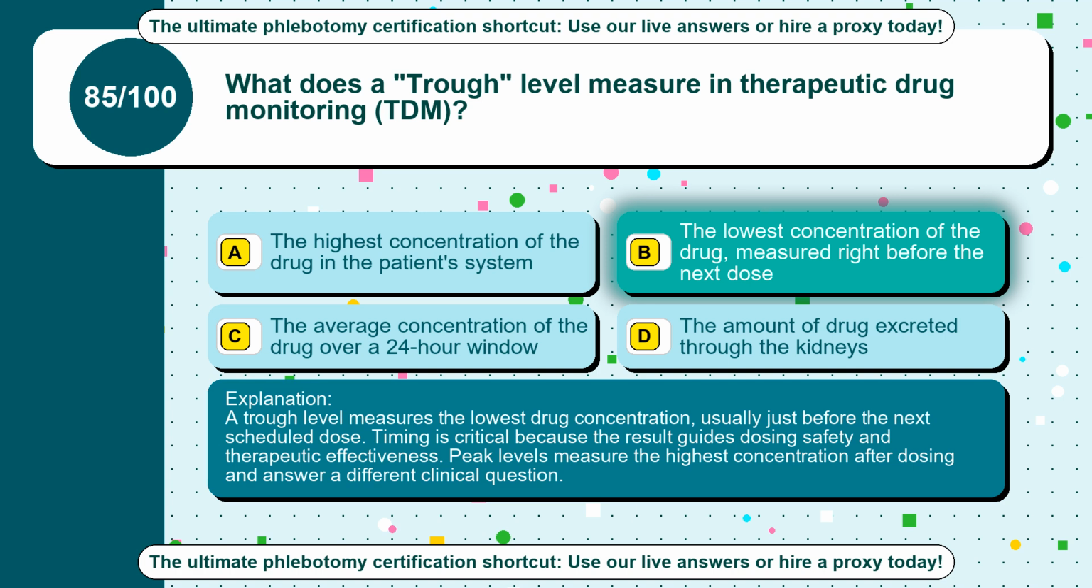A trough level measures the lowest drug concentration, usually just before the next scheduled dose. Timing is critical because the result guides dosing safety and therapeutic effectiveness. Peak levels measure the highest concentration after dosing and answer a different clinical question.